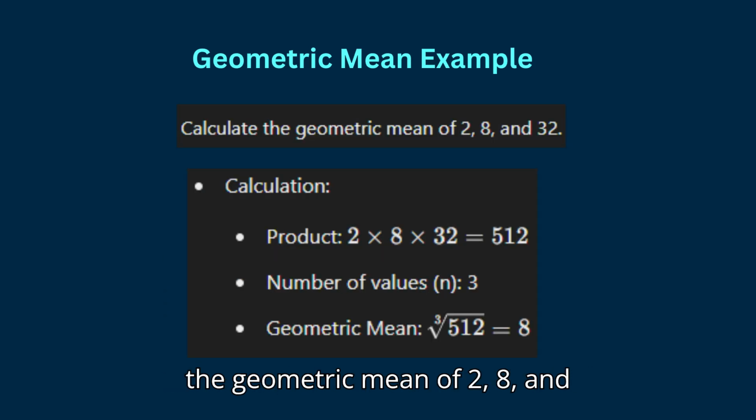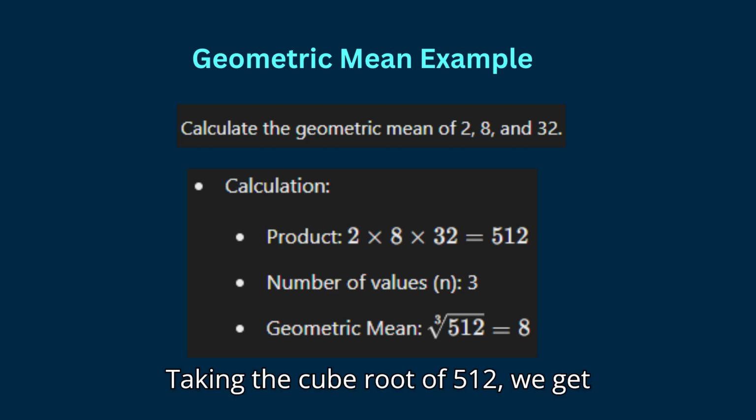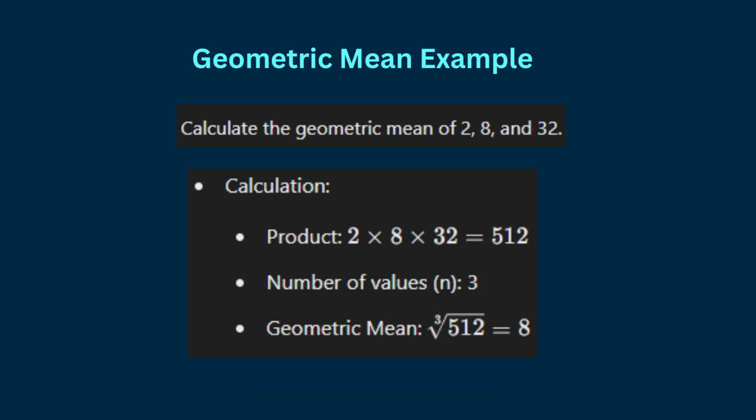Let's find the geometric mean of 2, 8, and 32. Multiplying these numbers gives us 512. Taking the cube root of 512, we get a geometric mean of 8.